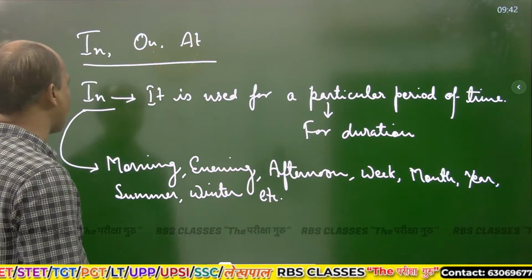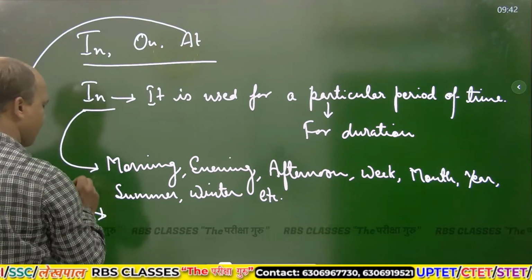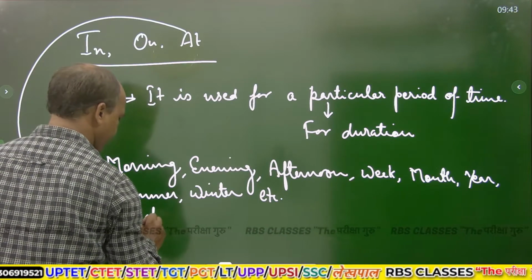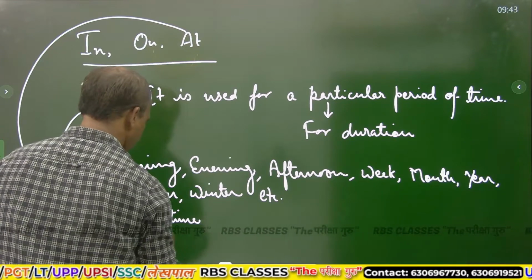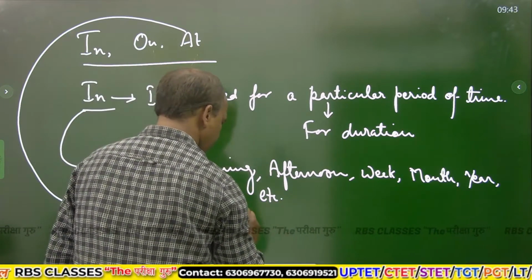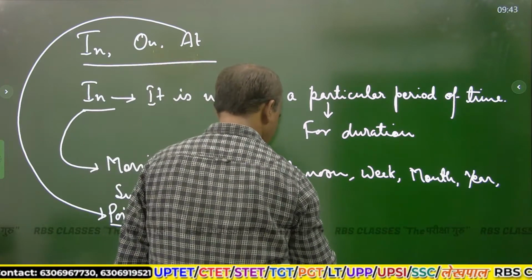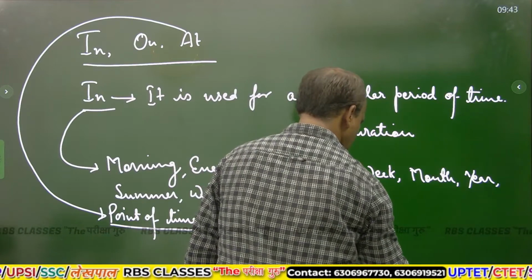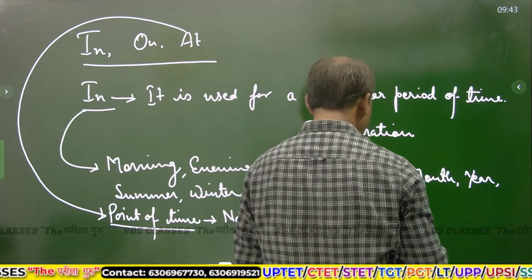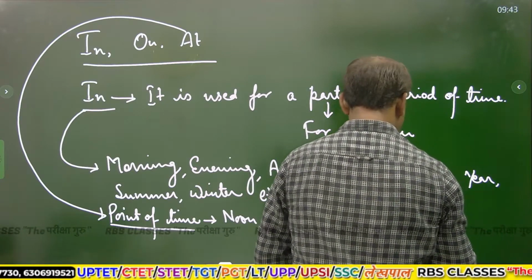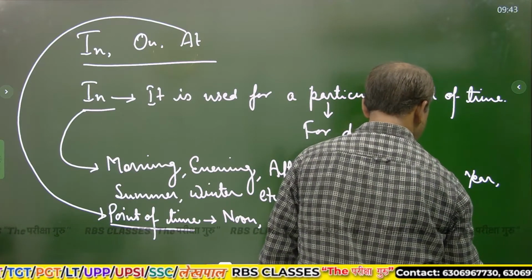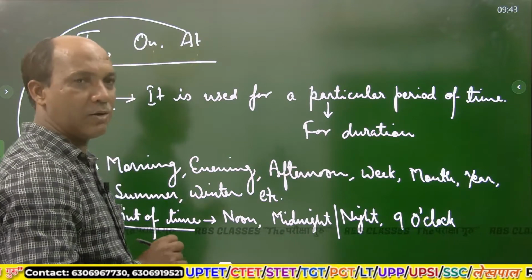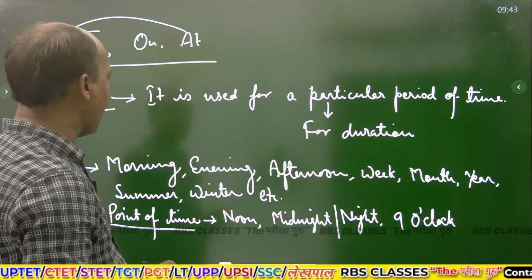लेकिन अगर यही पॉइंट ऑफ टाइम हो गया, मान लीजिए ड्यूरेशन नहीं बल्कि पॉइंट ऑफ टाइम, तो इसका यूज होता है, देखिए पॉइंट ऑफ टाइम. अगर यही हो जाए नून, मिडनाइट, और कभी कभी नाइट टू, ठीक है. अगर ये हो जाए 9 o'clock, ये देखिए पर्टिकुलर टाइम है, ठीक है. 9 o'clock, 10 o'clock ऐसे कुछ आता है तो हम क्या यूज करेंगे, एट का प्रयोग करेंगे.